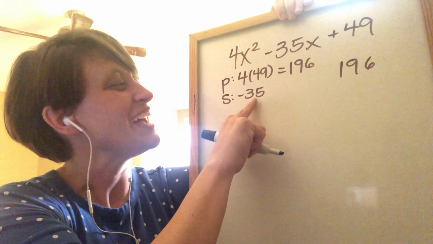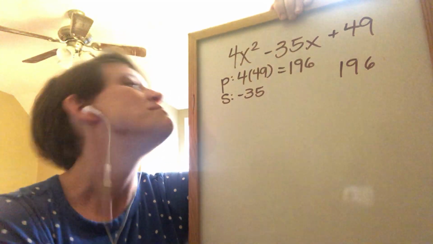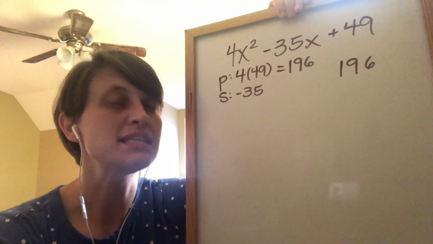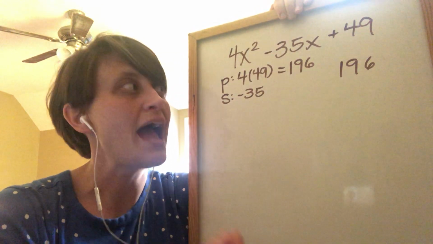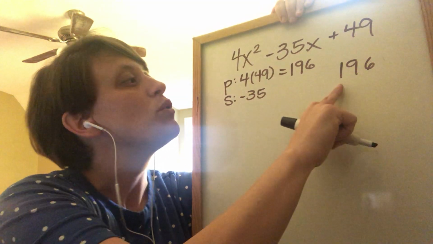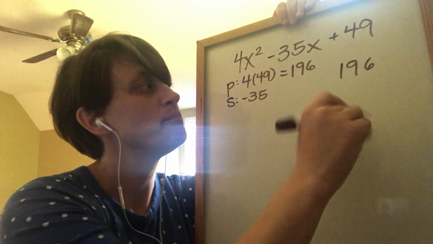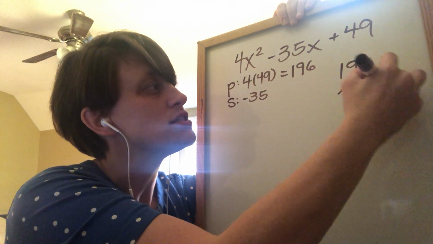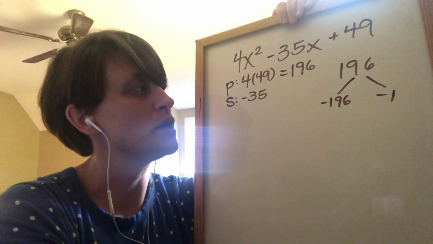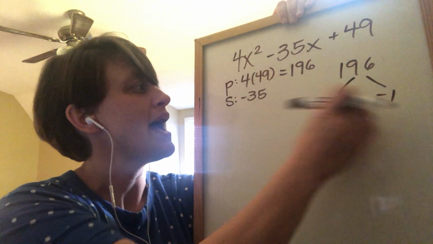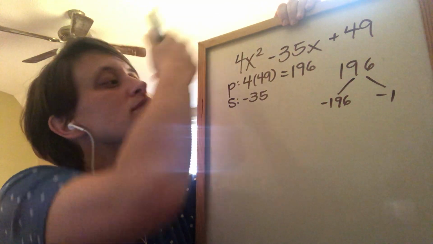But one thing that can help us is that the product is positive, meaning that both of the numbers have to have the same sign, and the sum is negative. So if the numbers have the same sign and we add them together to get a negative number, we're looking for 2 negative numbers here. All right, so let's start with the obvious one. Negative 196 and negative 1, which is obviously wrong. We add these together, there's no way we are getting negative 35.